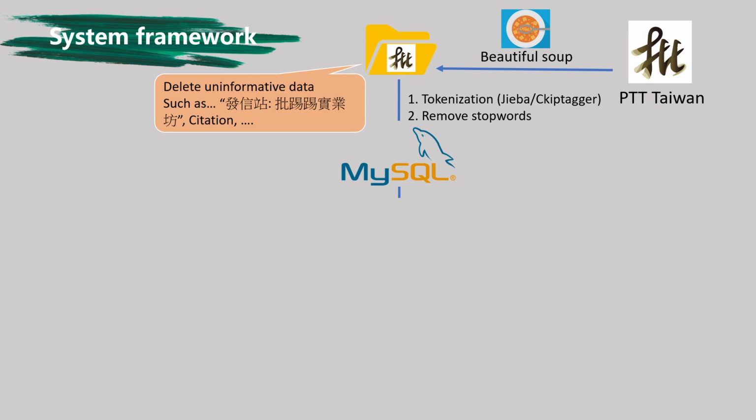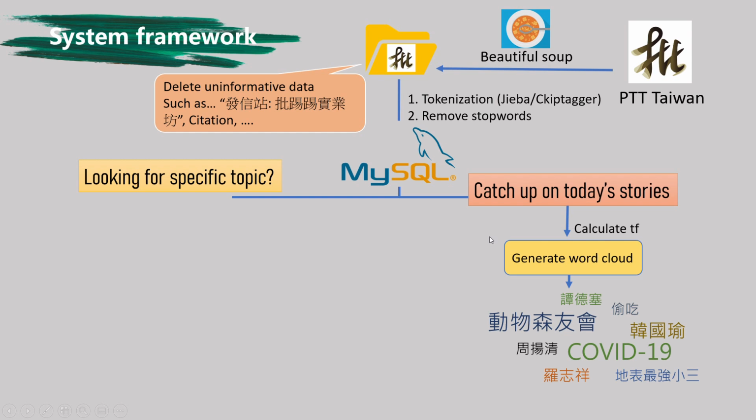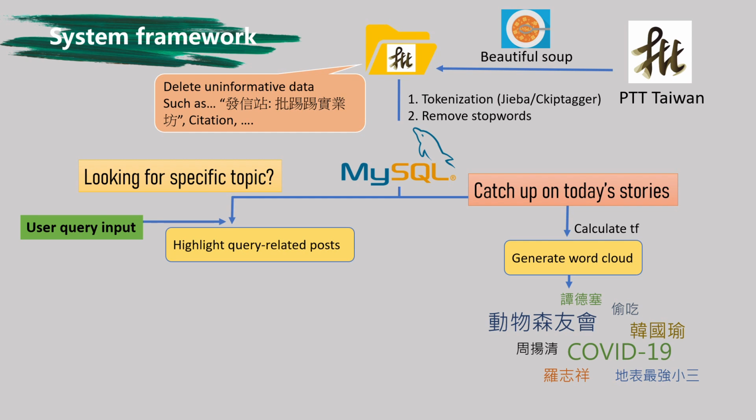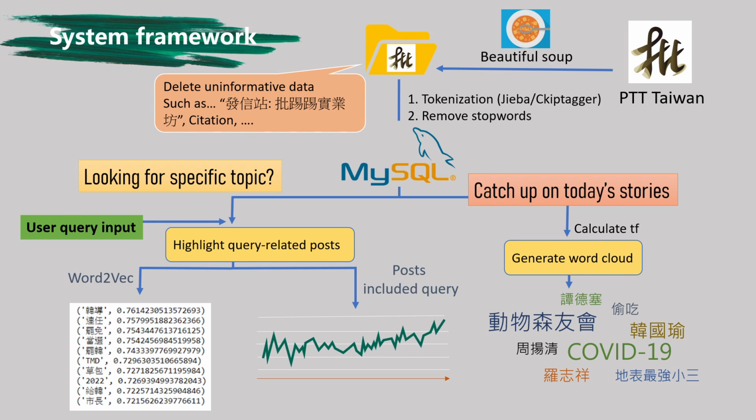Then, depending on the user's decision, if the user is interested in the general idea of today's hot topics, we will calculate the TF value of every word and present the hottest topic as a word cloud. On the other hand, if the users are interested in a specific topic, they can input the query and determine whether they want to know the related words of the query or the real trend progress of a specific topic.